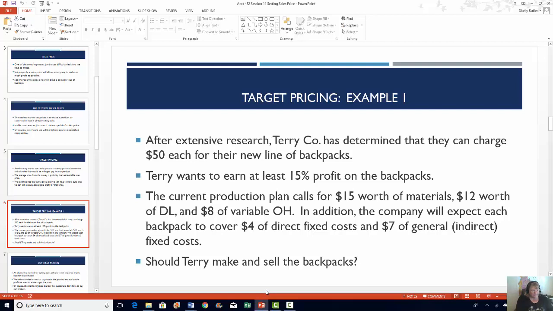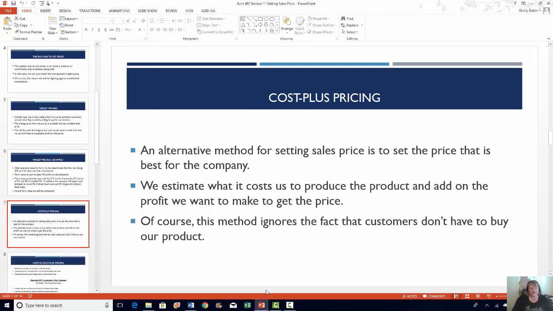This is a little more straightforward than the last couple of sessions, but I liked the big example we did last time. I really enjoyed that. Okay, so the cost plus pricing is an alternative method for setting sales prices is to set the price that is best for the company. And that is taking all of your costs, adding a percentage to it, and having your item sell at that price.